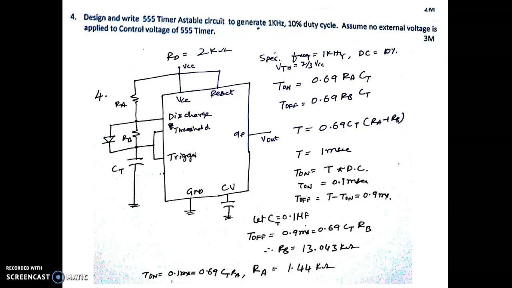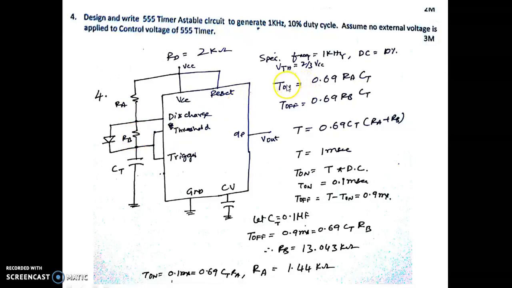The next question was: design and write a 555 timer astable multivibrator to generate 1 kHz, 10% duty cycle. Assume no external voltage applied. Since it is a 10% duty cycle, we know that T on is given by, because the pulse width is less than 50%, we have to use a diode so that this diode can be used to bypass this RB while charging.